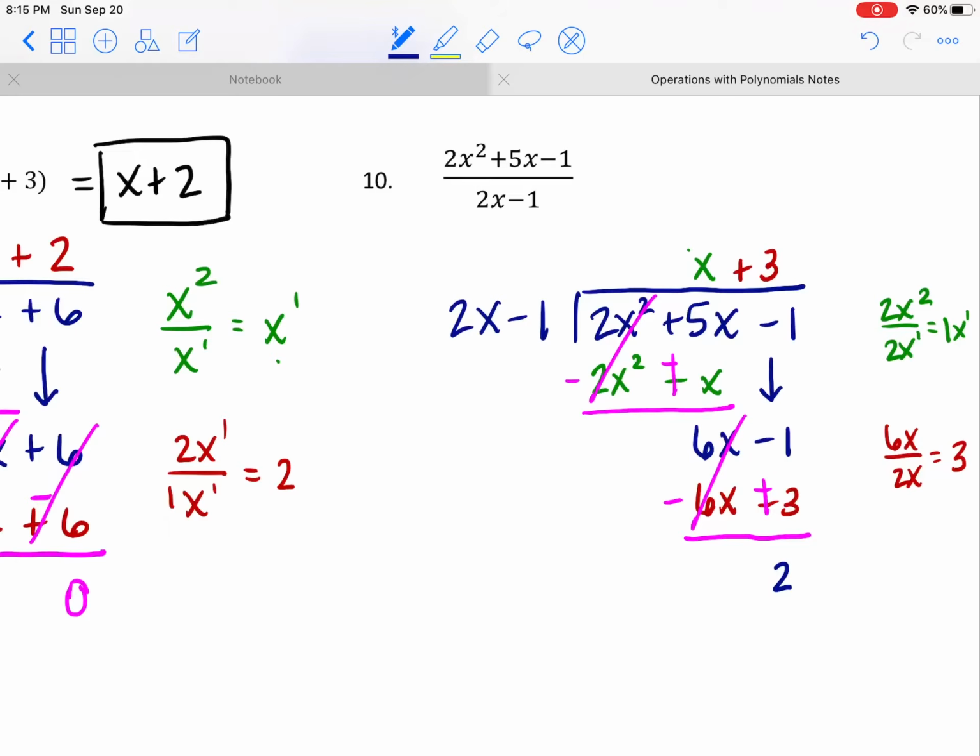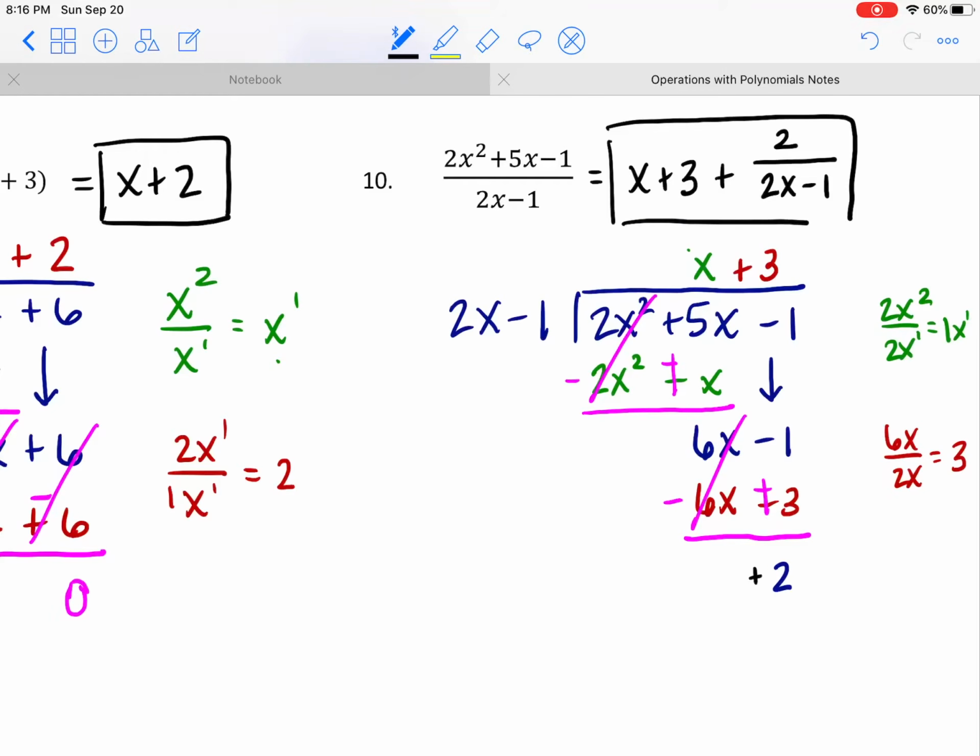That is my remainder. So this answer is going to be, this divides in exactly x plus 3 times, and then because this is a positive 2, we're going to say plus a remainder of 2, and that remainder gets written over our divisor of 2x minus 1. Now if the remainder had been negative, then we would put a minus in between those. Alright, and that's going to be our answer.